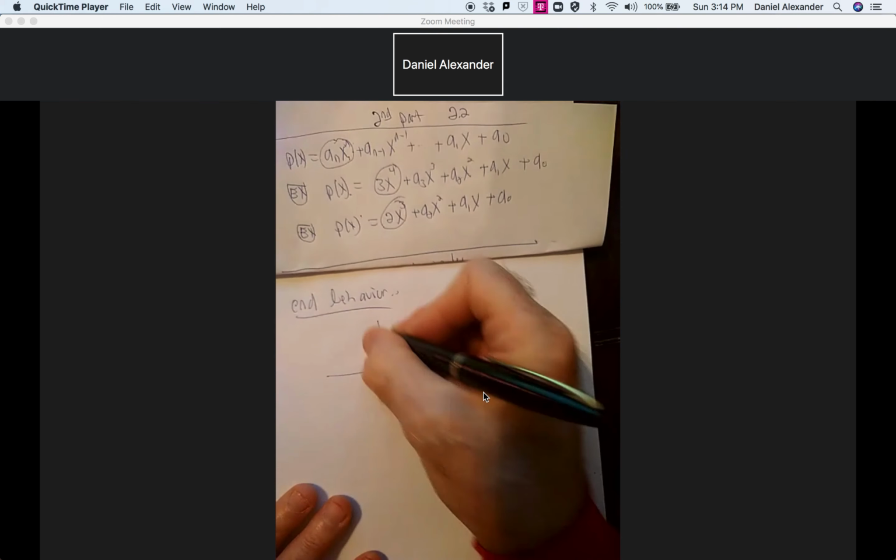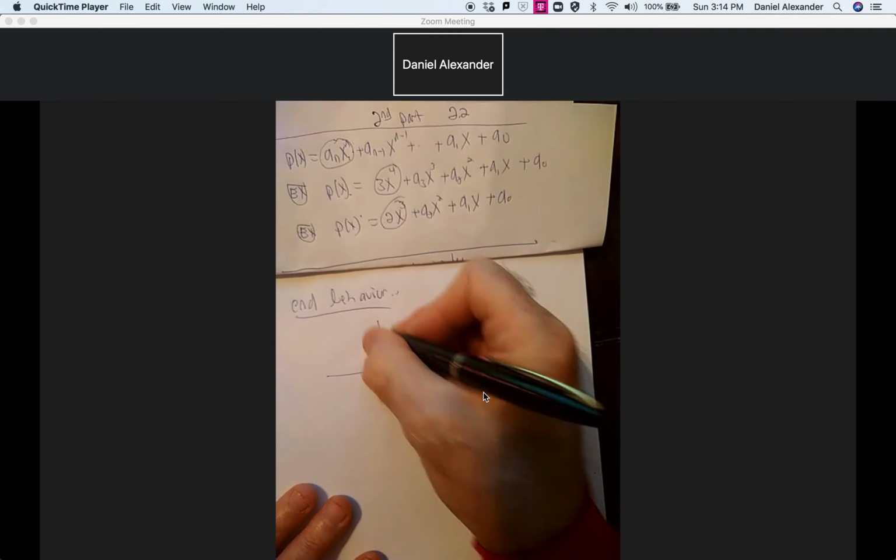Again, I get a big number. It's not as big as the number before, but it's going to be a negative because I get 3 negatives. Negative times negative times negative is negative. So it's going to be a large negative number. So that tells me that the graph is going to start here.